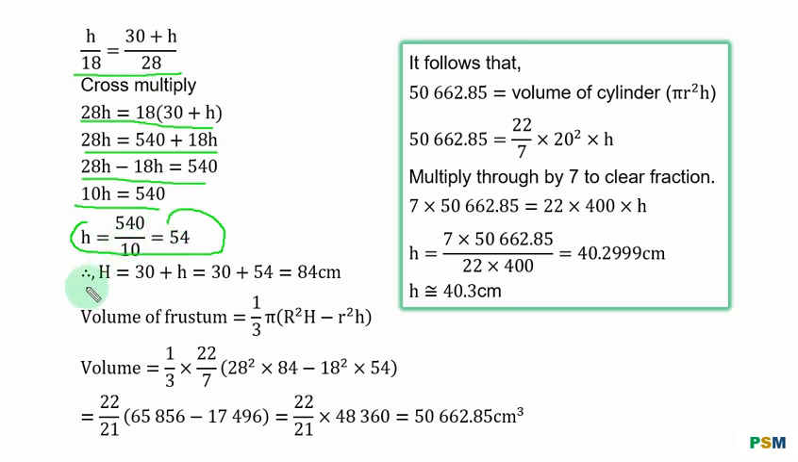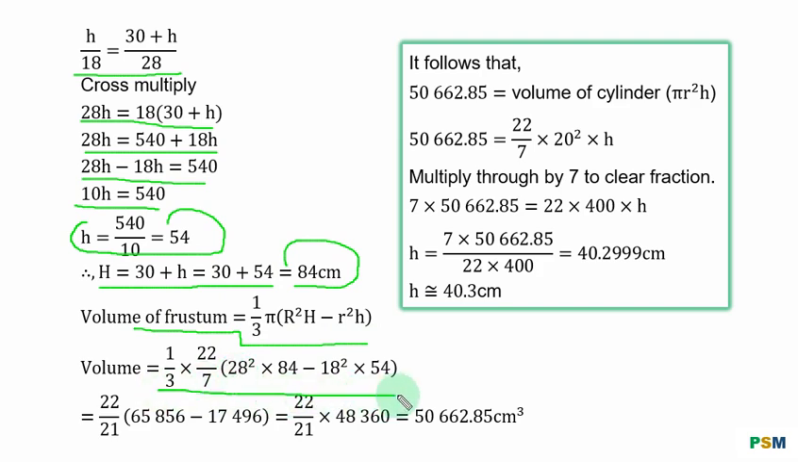Therefore, height of the larger cone is equal to 30 plus height of the smaller cone, and you have 84 centimeters. Volume of frustrum can be obtained using this formula. You replace the various parameters with what they stand for. You have it in this form. When you simplify, you have this result.